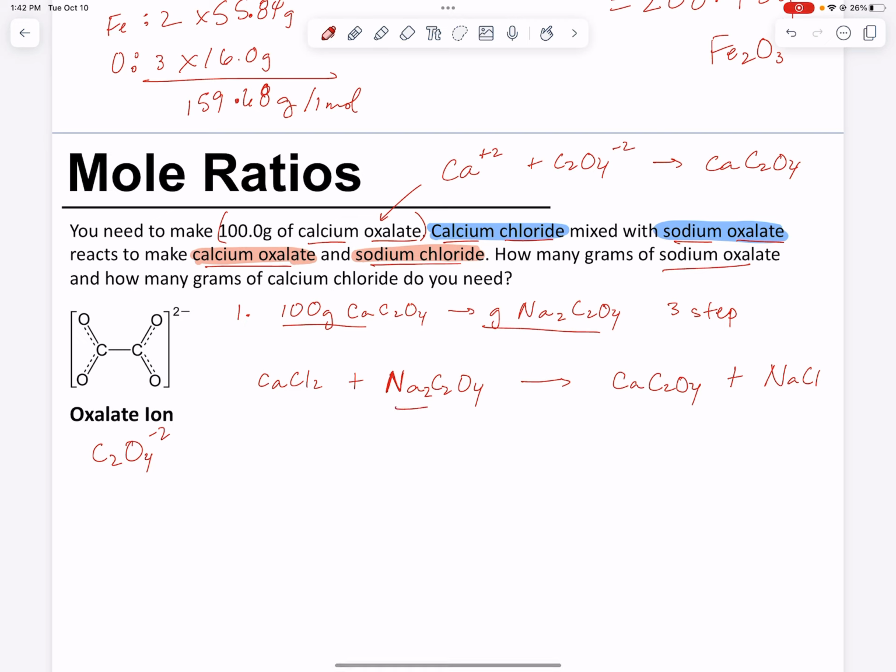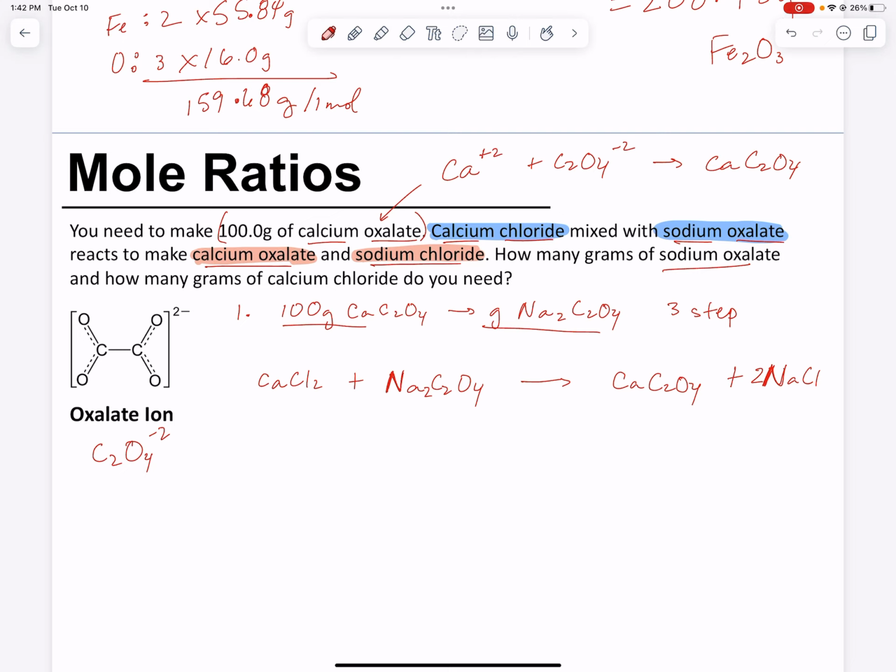So what we notice is that we have 2 sodiums over here, so we're going to need 2 on the product side, which also gives us 2 chlorines, which is great because we already have 2 chlorines on the reactant side. So I think that's the only balancing we need. The rest of the coefficients are just 1.